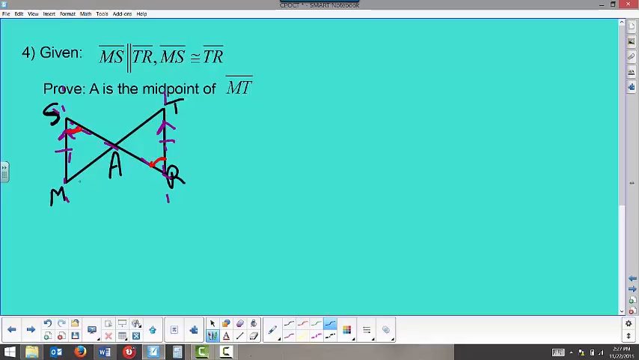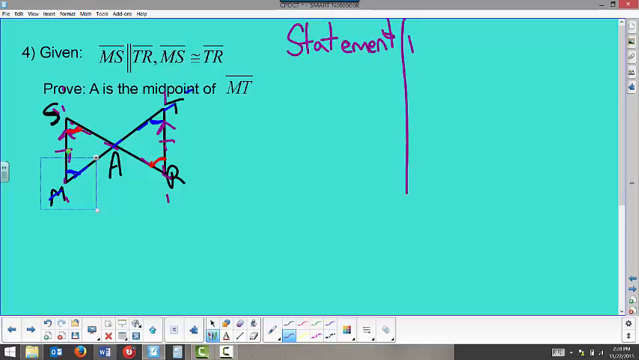I also know by looking at this transversal that this angle is congruent to this angle. Same reason, they're alternate interior angles. And with side MS being congruent to side TR, that tells me that those two triangles that I see there are congruent by angle-side-angle again. So I'm going to start my statement reason with building that those two triangles are congruent. And I'm going to start with my given statements.